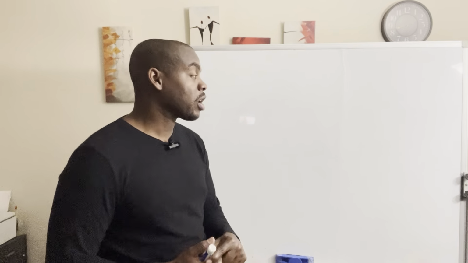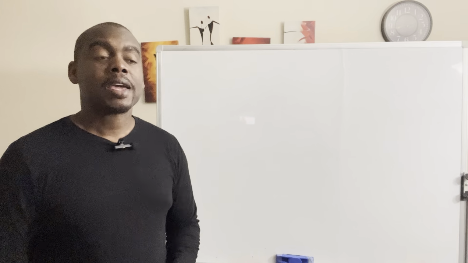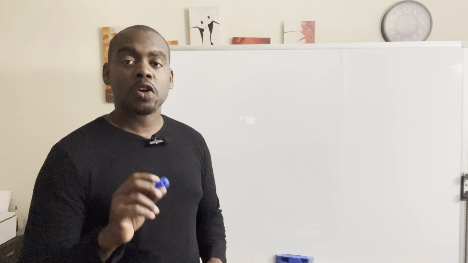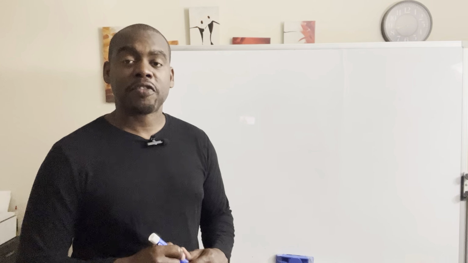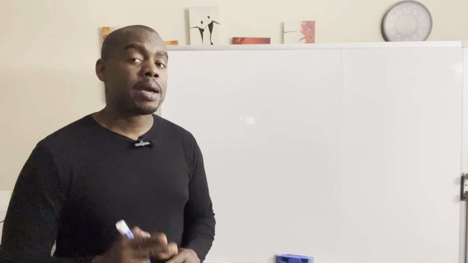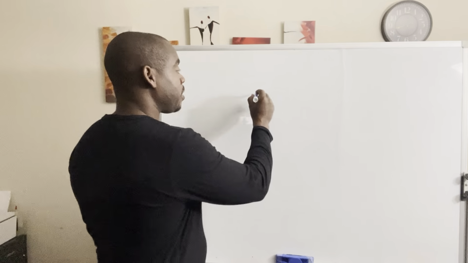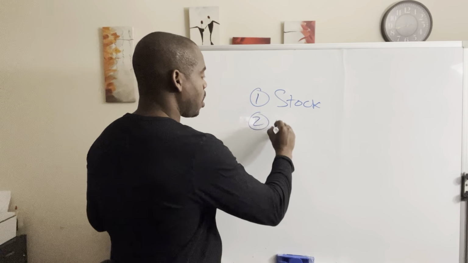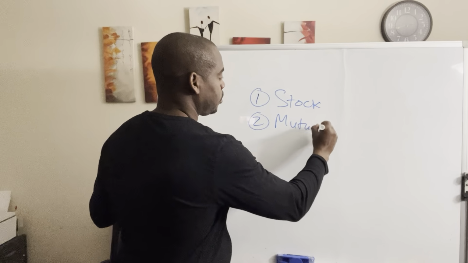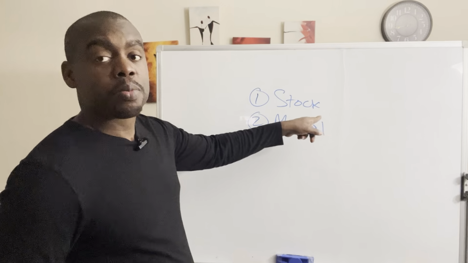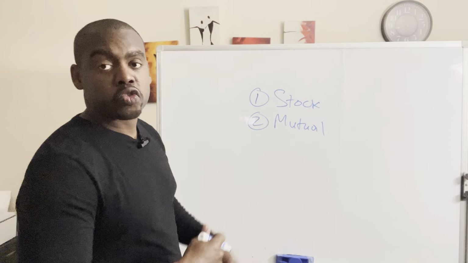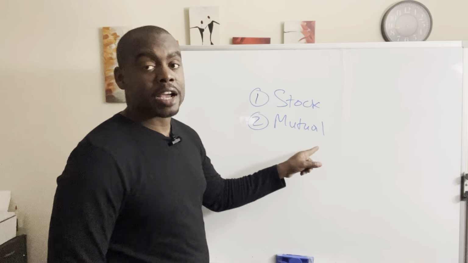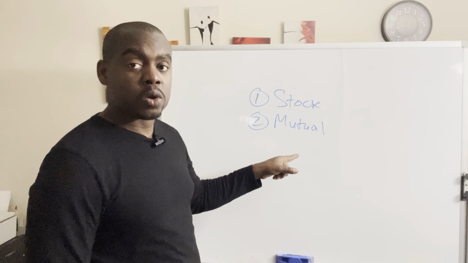So the first thing you want to do is make sure that you're working with a mutual life insurance company for your whole life policy. All right. So there are two types of life insurance company. There is the stock company and there's the mutual company. The stock company is owned by shareholders, so it's traded on the stock market. You can buy shares of it and all that. The mutual company is actually owned by the policy owners.